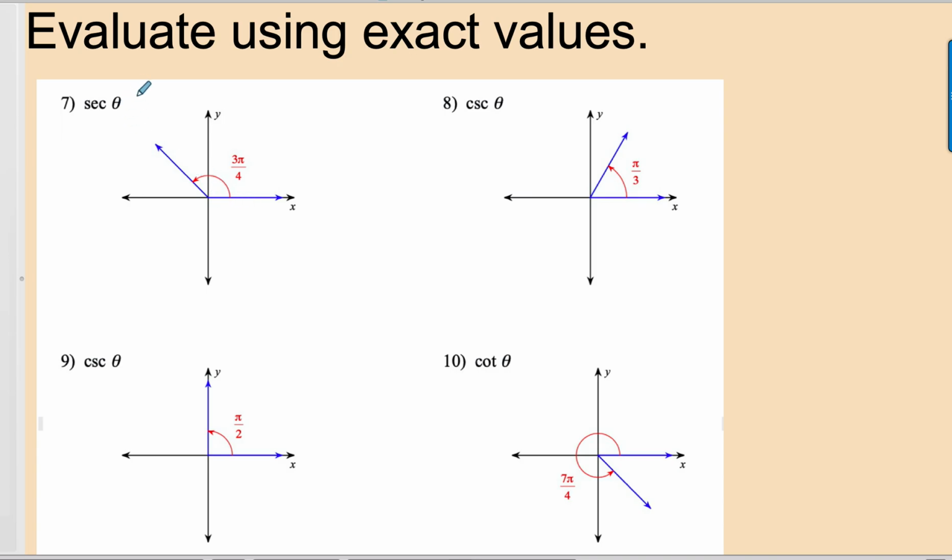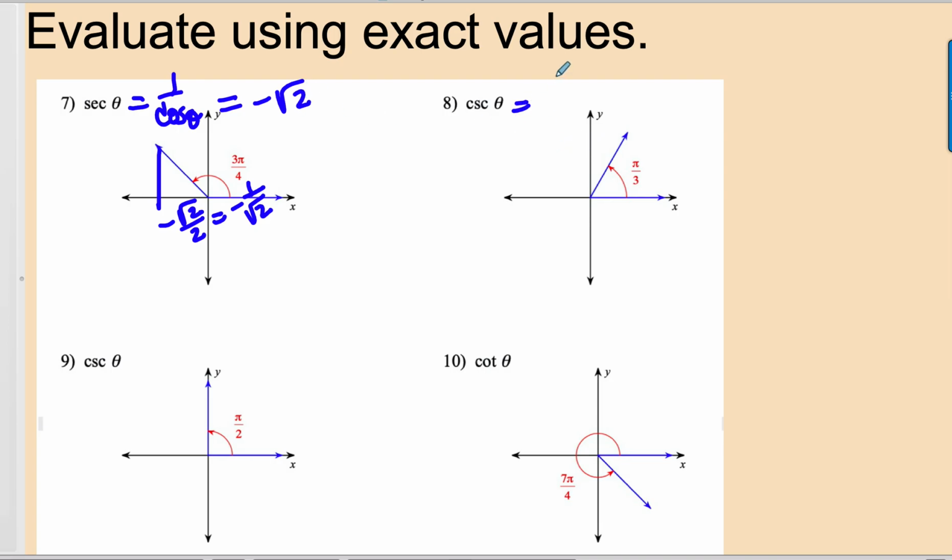Secant is the reciprocal of cosine. So we're looking at the cosine right here. The cosine, both of these are the same. This is -√2/2. Some of us also write it as this, 1/√2. This is the unrationalized, this is the rationalized. And so we want the reciprocal, and the reciprocal will be -√2.